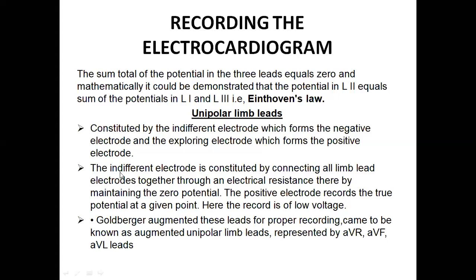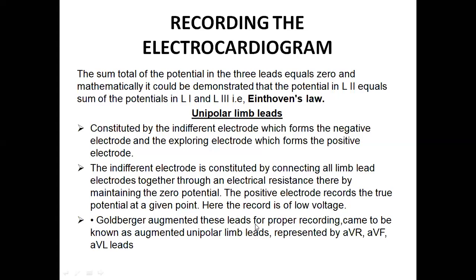Now this indifferent electrode is constituted by connecting all limb lead electrodes together through an electrical resistance, thereby maintaining zero potential. We will see how to calculate the ECG. The positive electrode records the true potential at a given point. Here the record is the low voltage.